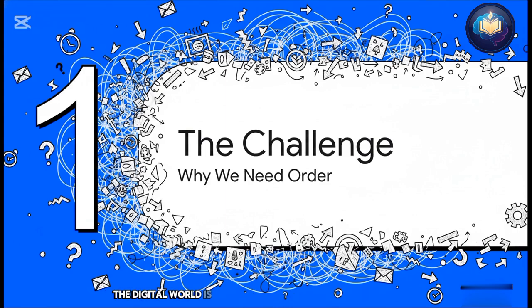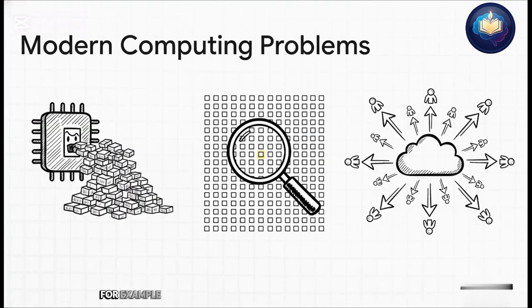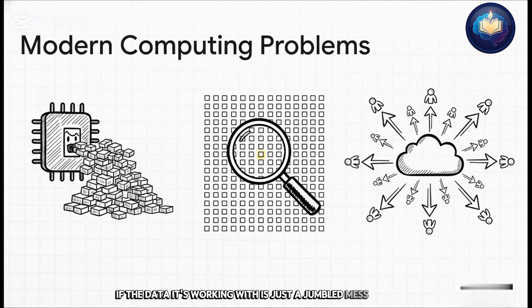The digital world is, by its very nature, incredibly chaotic, and that chaos creates some massive challenges. For example, your processor could be the fastest in the world, but it doesn't matter if the data it's working with is just a jumbled mess, right? Or how does a search engine sift through billions of websites to find the one you want in less than a second? How does your favorite online service not just crash and burn when thousands of people are all trying to log in at the exact same moment? Without a smart way to organize data, the whole system would just grind to a halt.